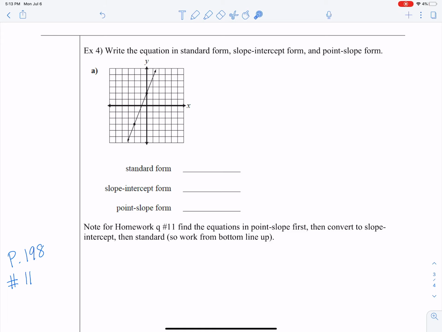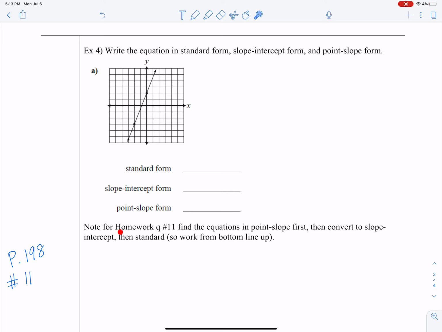So this is 11A from your homework, so you can skip A when you're doing your homework and just do the rest of 11. Even though they write it standard, slope, point, the actual logical way to do it is to start here, then go here, then go here. I don't know why they put these in this order, but we're going to start from the bottom and then we're going to go up.